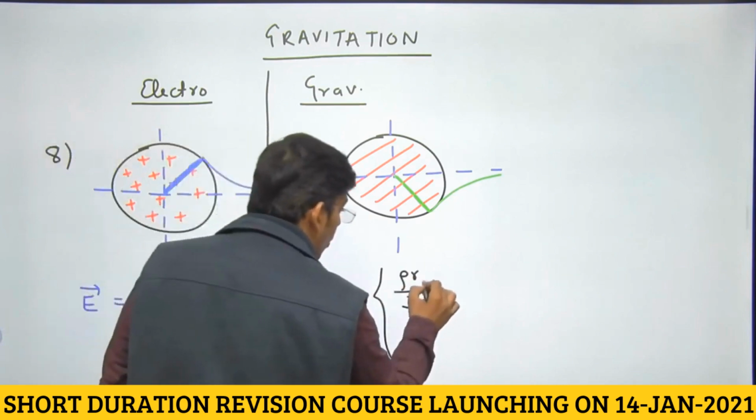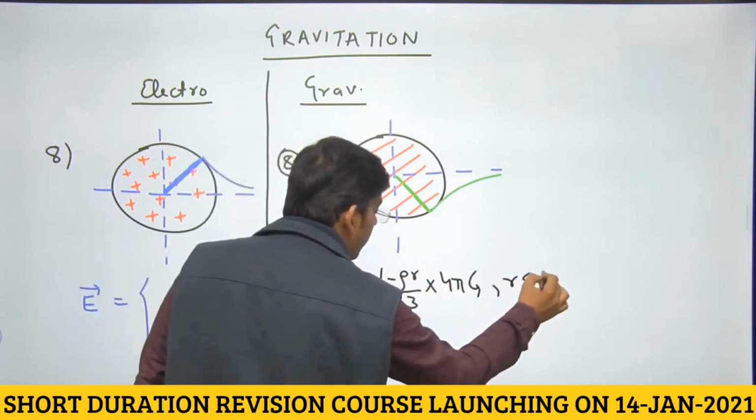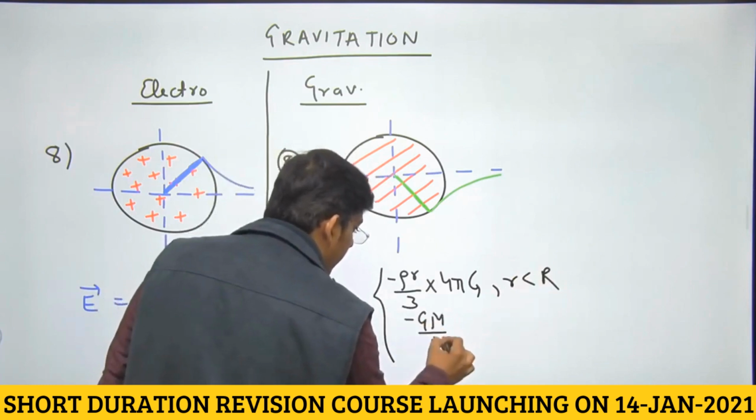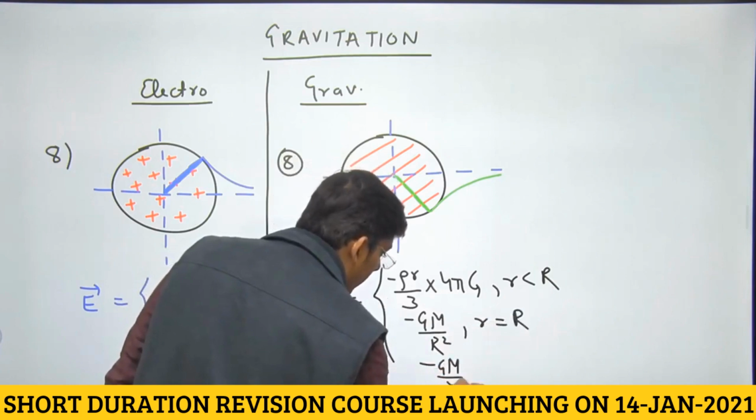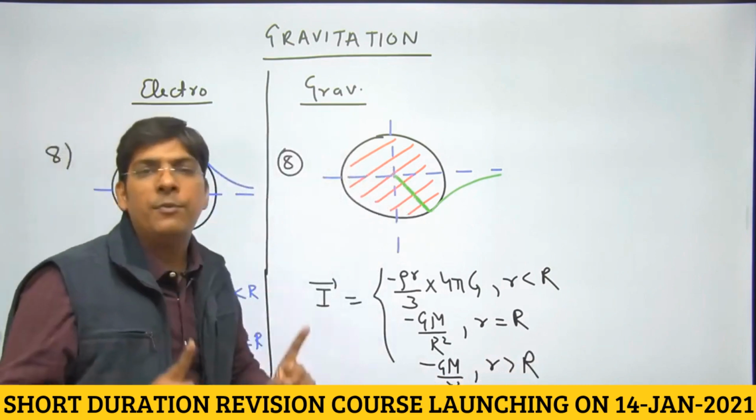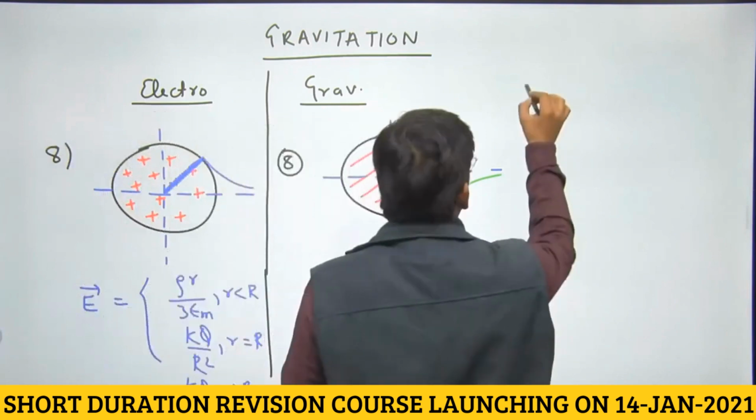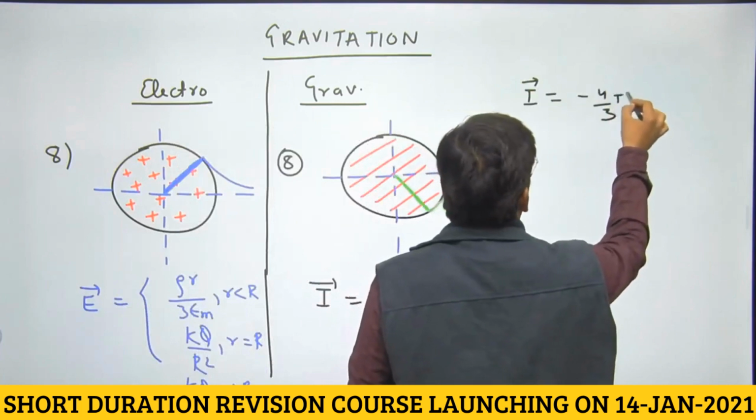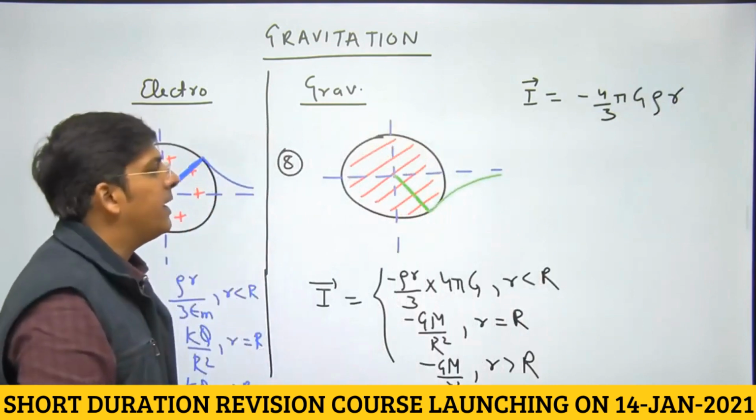1 by epsilon naught becomes 4 pi G. Obviously we have to apply the negative sign. This is for inside, right? Minus GM by R square at the surface, minus GM by small r square outside, dear students. Okay, so gravitational field intensity inside a solid sphere is given by minus 4 by 3 pi capital G rho into r. Okay, I hope you all got it, right, dear students?